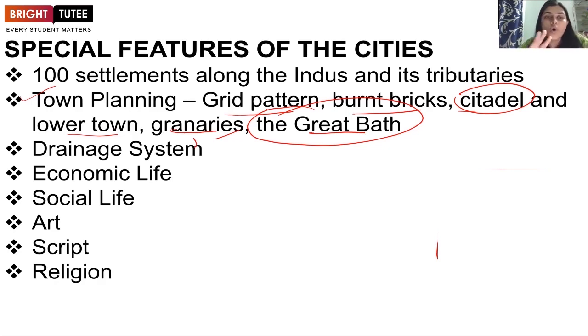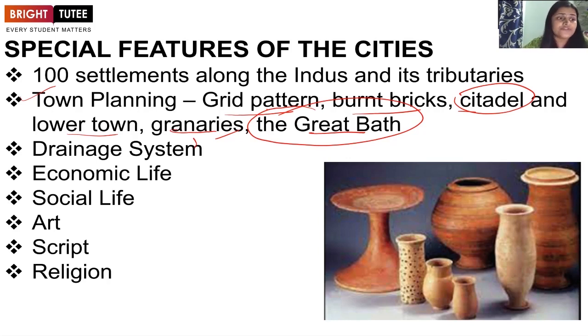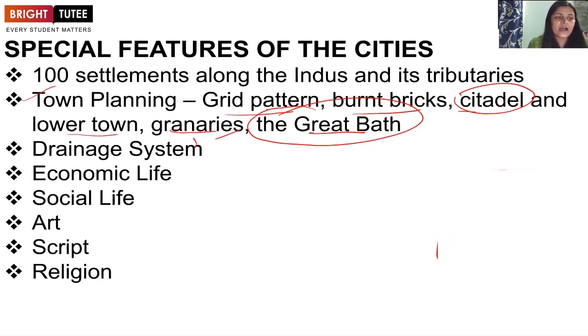We found evidence of gold and silver also in the ornaments. And pottery again remains plain, but we have found pottery with red and black paint also. And beads were manufactured in the Harappan sites, used along with semi-precious stone.